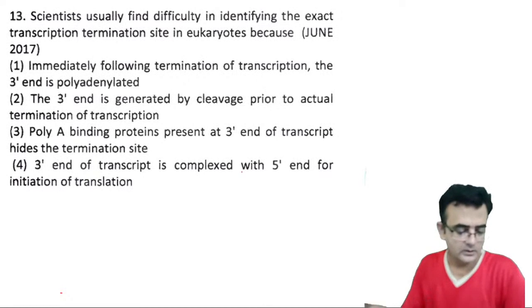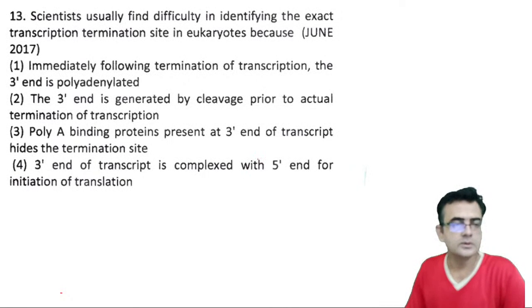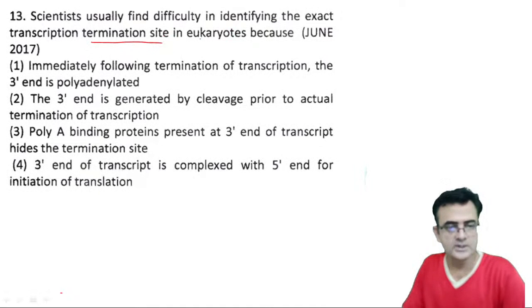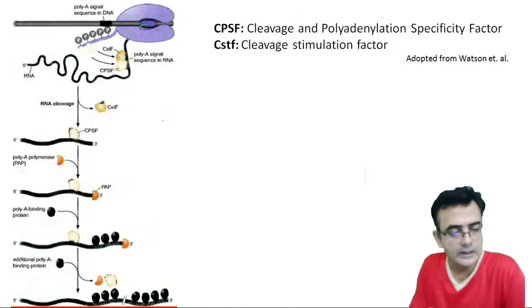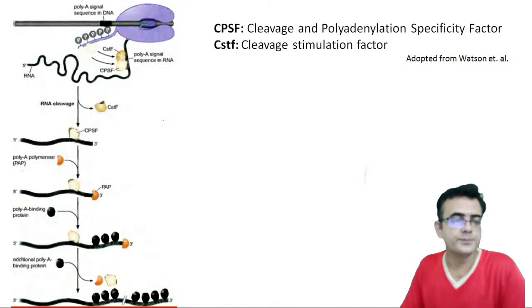13 number question. So, 2017 they asked. Scientists usually find difficulty in identifying the exact transcription termination site in eukaryotes because, okay, this is a very good question actually. See, before solving this question, we should at least see this figure.